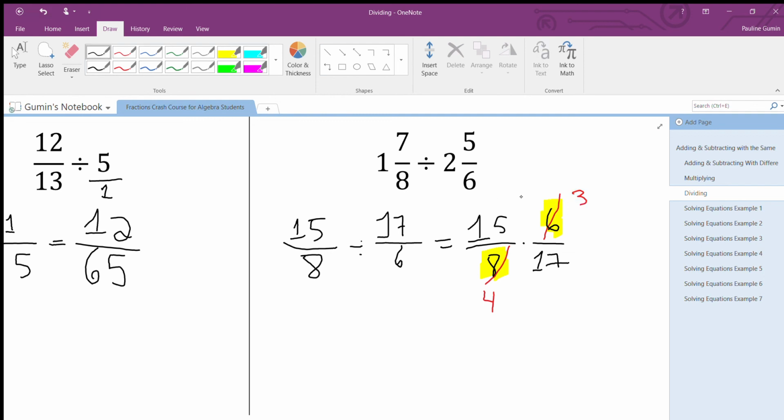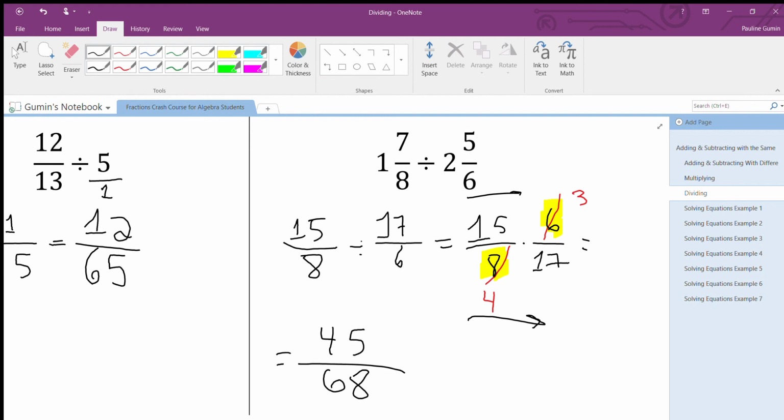Let's multiply straight across. 15 times 3 is 45. I saw that 6 on the left-hand side and almost wrote 65. Oh my! All right, then we multiply the bottom. 4 times 17, 68. Okay, I know that I can't reduce it because I reduced as far as possible during the problem, but let me look at it a little bit. All right, we're good to go.